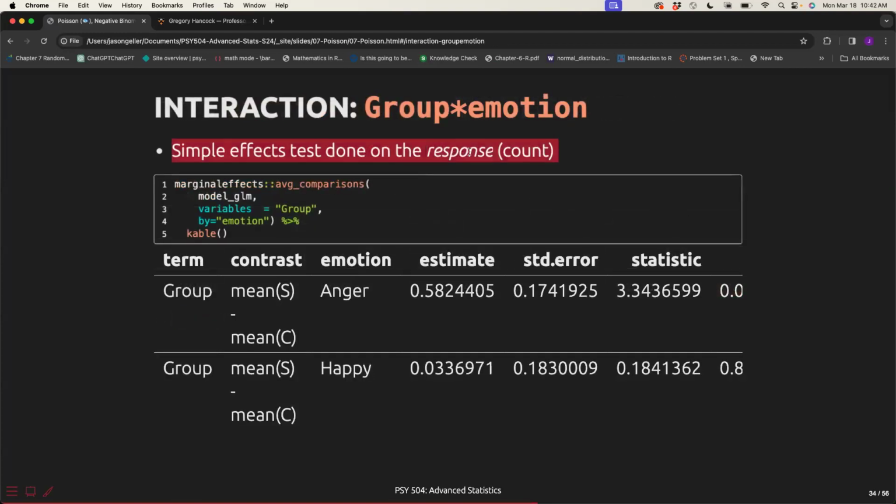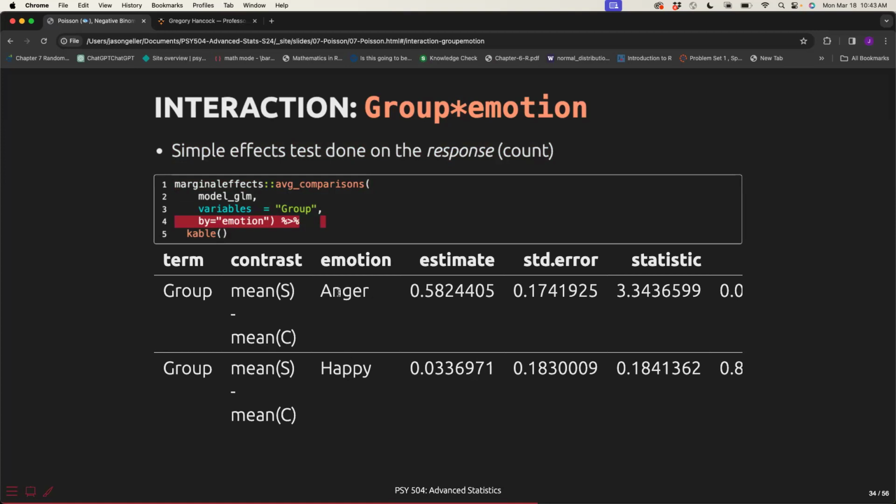So because we have an interaction in our model, we should follow this up with simple effects, to determine where that interaction is coming from. And we can use the average comparisons function to do this simple effects analysis. So what we're going to do is look at the difference between the stuttering group and the control group for each emotion. So this is what the by argument represents. So we're going to look at the difference between stuttering and control for each emotion.